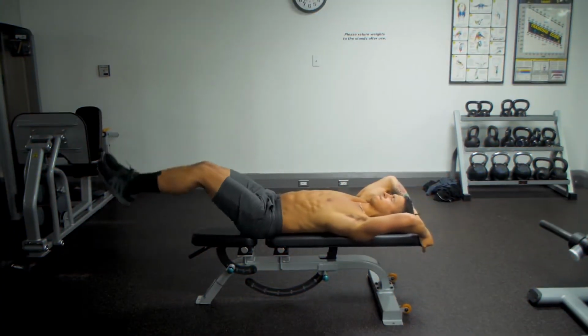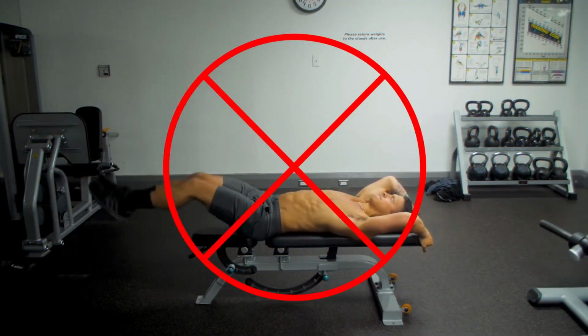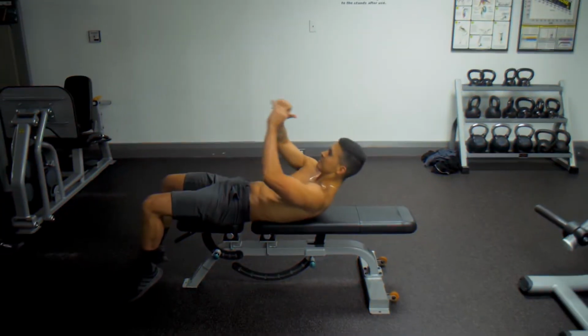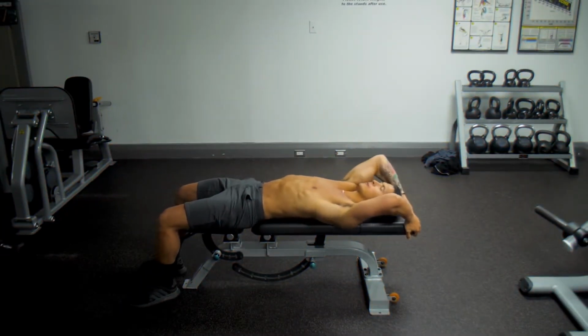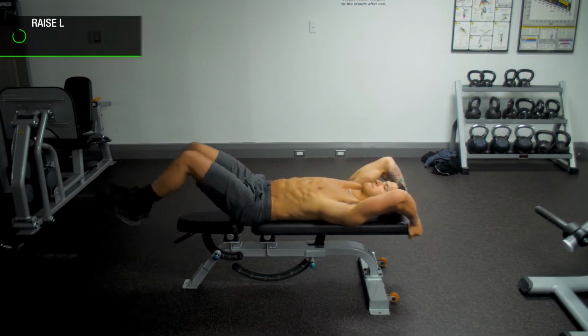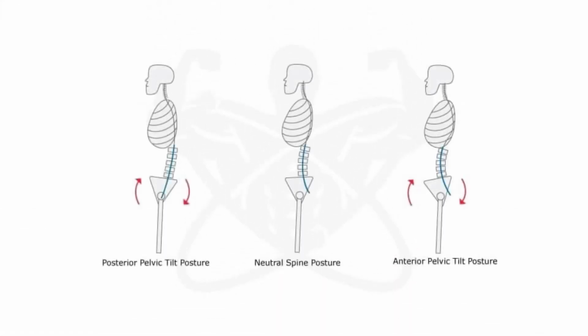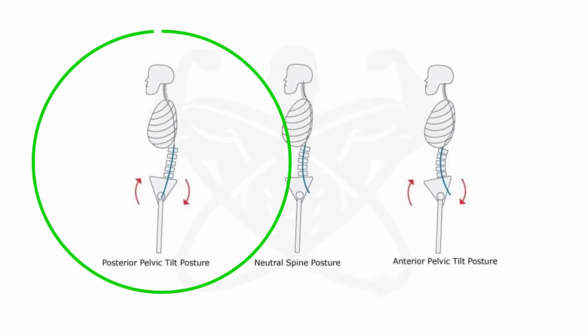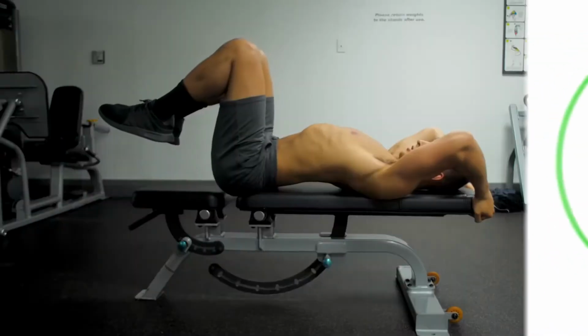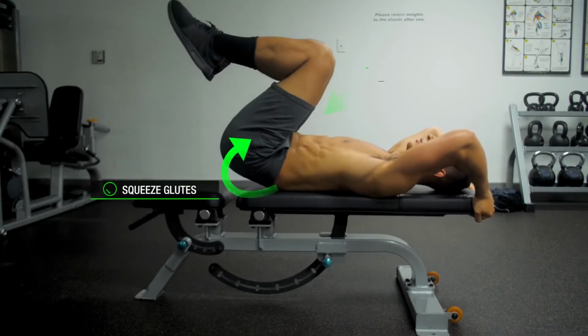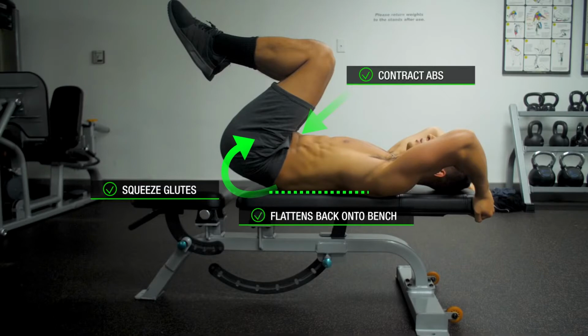Therefore, instead of performing it like this, here's what you want to do to maximize your lower abs activation. First, lay on a flat bench or on the floor with your hands held behind the bench for support. Next, raise your legs up and bend to roughly 90 degrees. And from here, before starting the exercise, it's absolutely crucial that you initiate something called posterior pelvic tilt as pictured here. You can do so by squeezing your glutes and contracting your abs to tilt your pelvis upwards, which as a result is going to completely flatten your back onto the bench. And you want to maintain this posterior pelvic tilt throughout the whole movement.